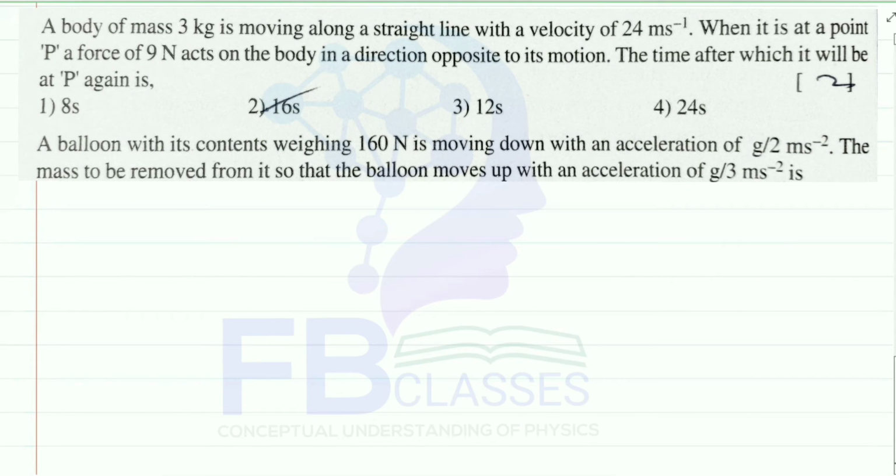Dear students, I am going to read the question. A body of mass 3 kg is moving along a straight line with a velocity of 24 meter per second. When it is at a point P, a force of 9 Newton acts on the body in a direction opposite to its motion. The time after which it will be at P again is, the options are given: 8 second, 16 second, 12 second and 24 second.